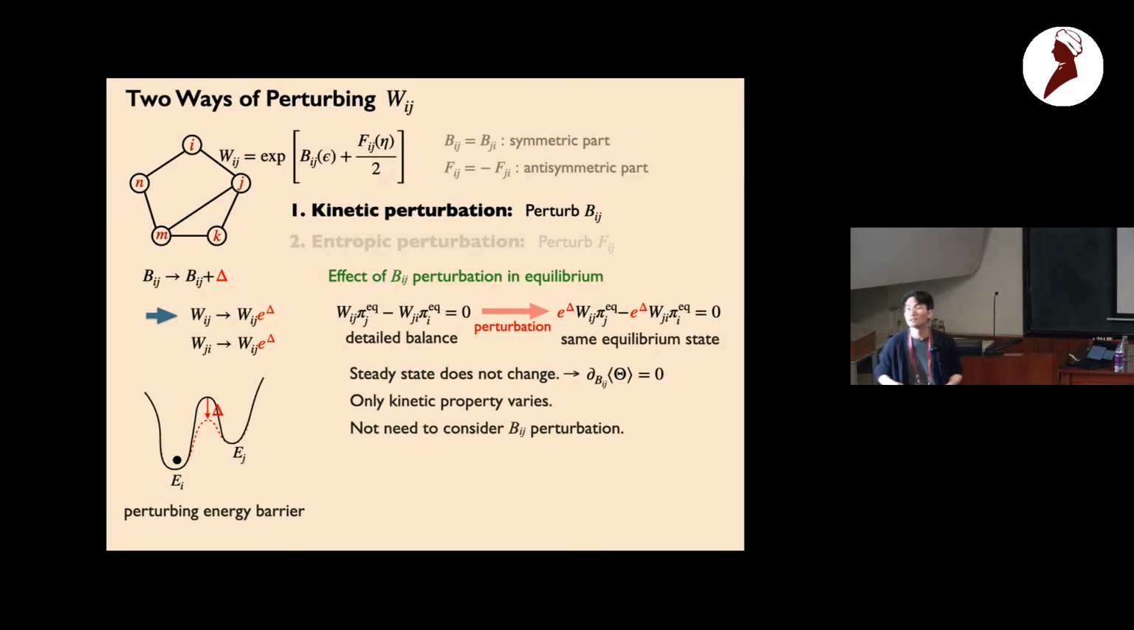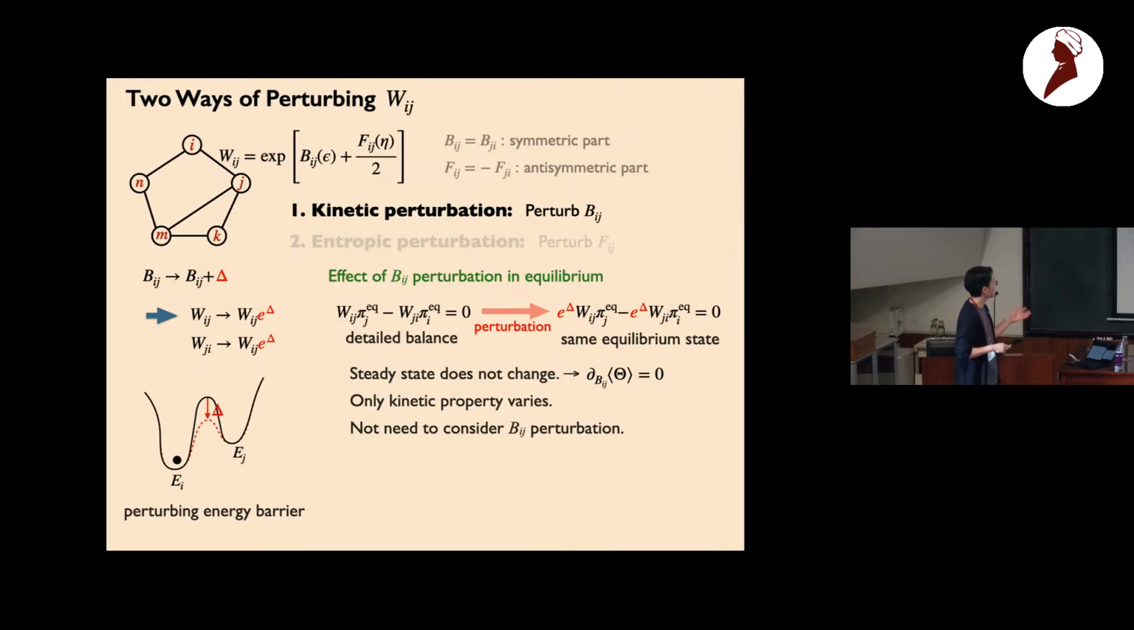Sorry? External? Where is it? This one? Yeah, this one. Oh, epsilon. Okay, I will explain it later, but here we will assume that all Bij are functions of epsilon. I will introduce this epsilon a little bit later. You will see. Any other questions? Okay.